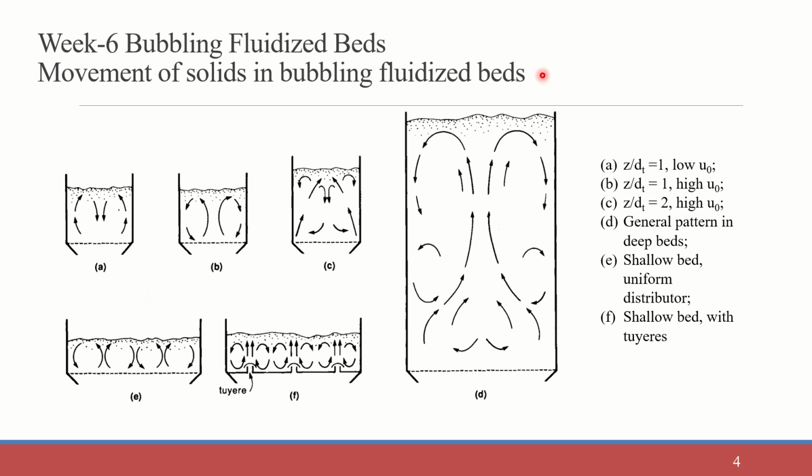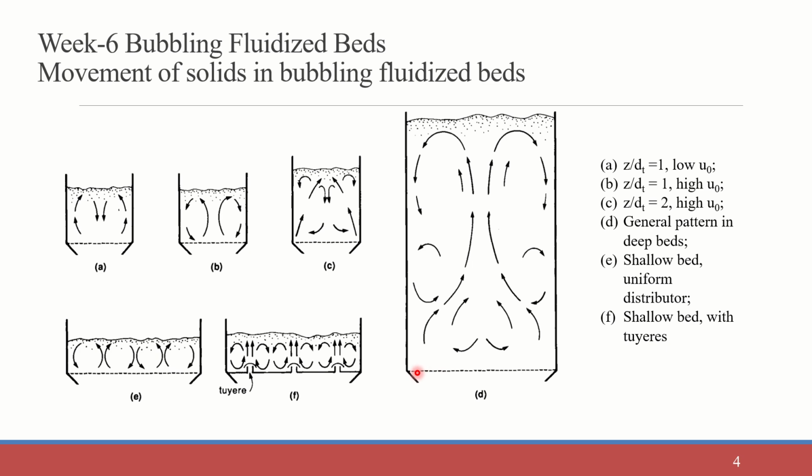Okay, next, this one is the deep beds. Here you can see that this one is a deep bed, but more deeper beds, like these. Here you can see the height is very tall. The height of the beds is very high compared to the diameter of the bed, and the motion of the solids is such that one circulation pattern you are able to see.